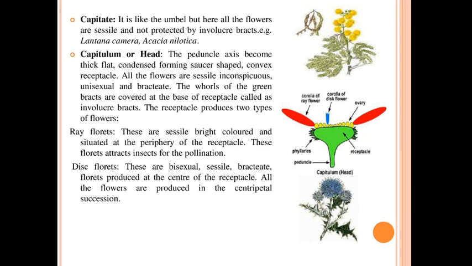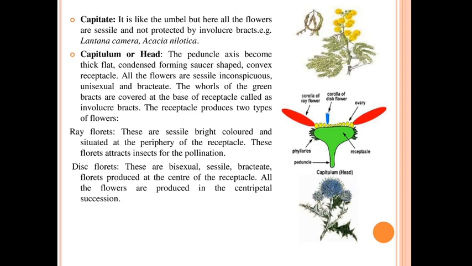Next is the capitate. Now capitate inflorescence again is quite similar to the umbel inflorescence. The main thing being that in umbel inflorescence you have pedicellate flowers. In capitate inflorescence you have sessile flowers. And these sessile flowers are not covered or protected by the involucre of bracts. A common example of this type of inflorescence is Acacia nilotica. Nowadays it is called Vachelia nilotica. The name has been changed. Doesn't matter, you can use Acacia nilotica or Vachelia nilotica.